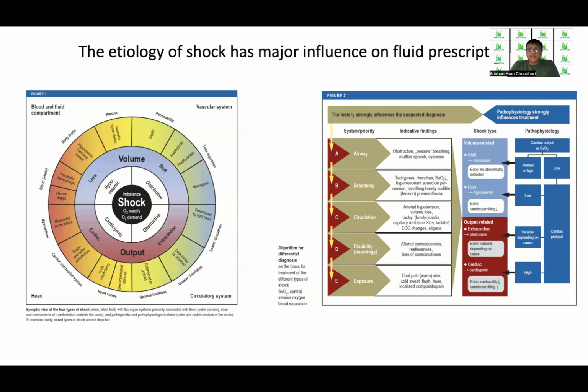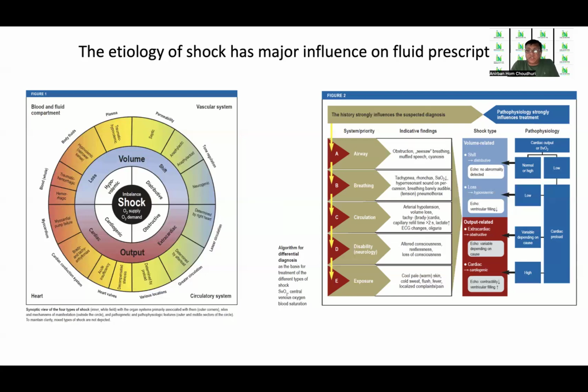Now, there are very pinpointed histories which can suggest the suspected diagnosis, like if it is primarily related to airway problems like obstruction, muffled speech, cyanosis, or breathing problems like tachypnea, rhonchi, lower saturation, hyperresonant sound on percussion, etc. Then we assess by doing an echo, and if on the echo the ventricular filling pressure is reduced, it is more of a volume related factor.